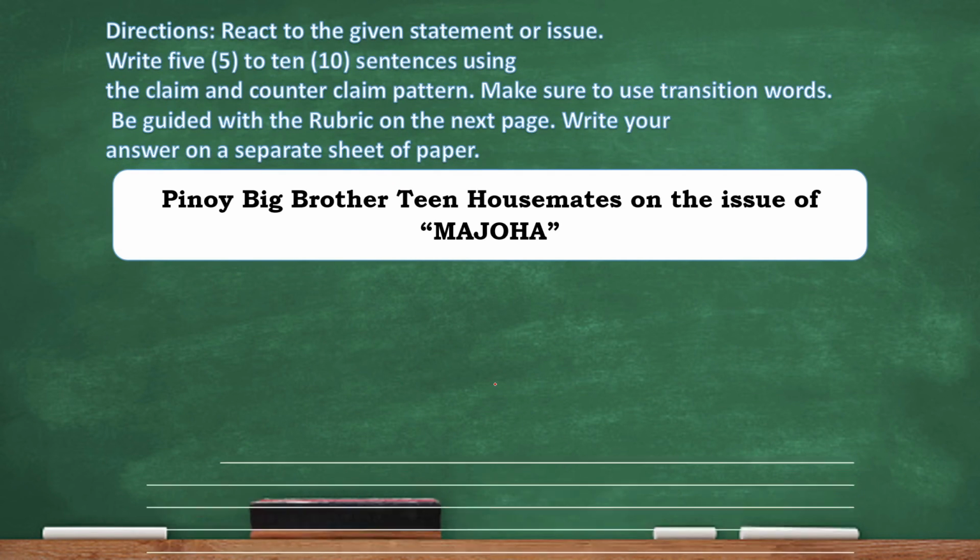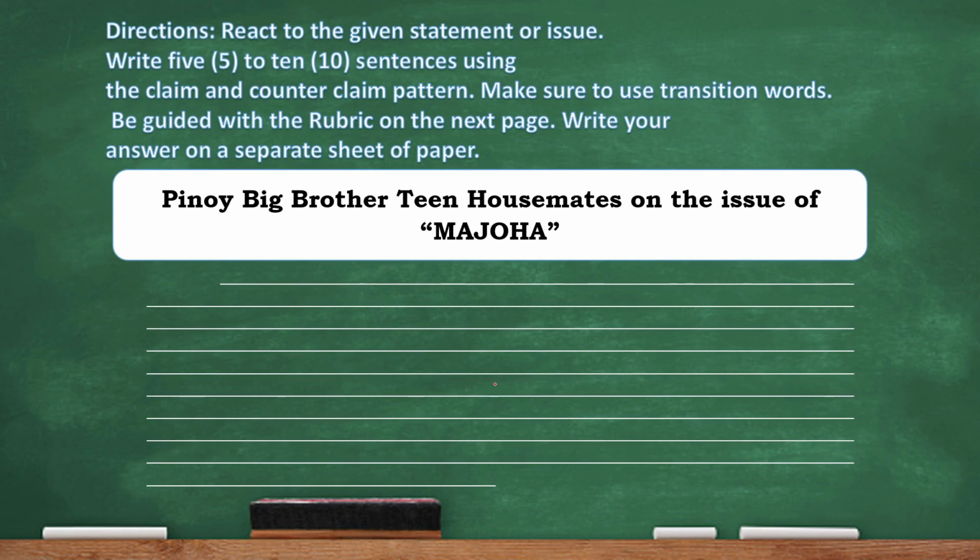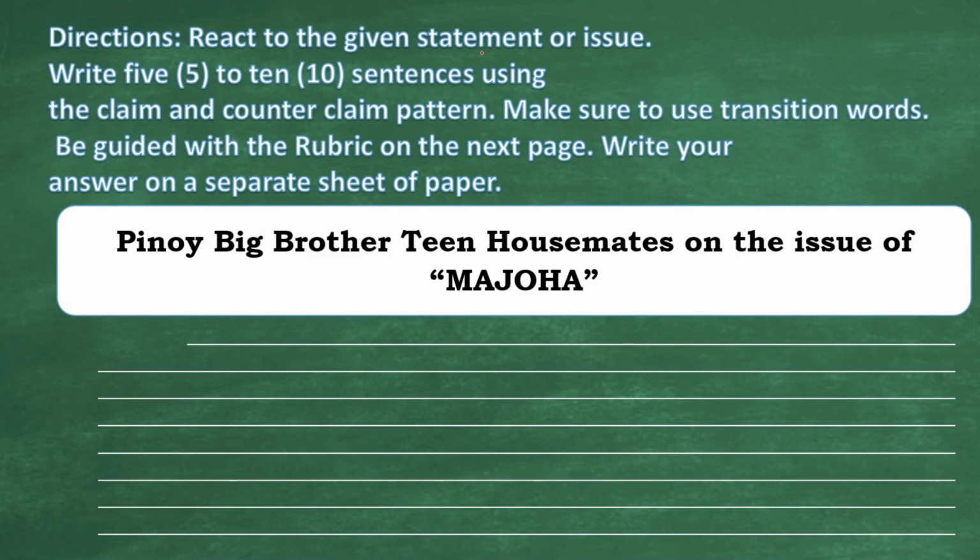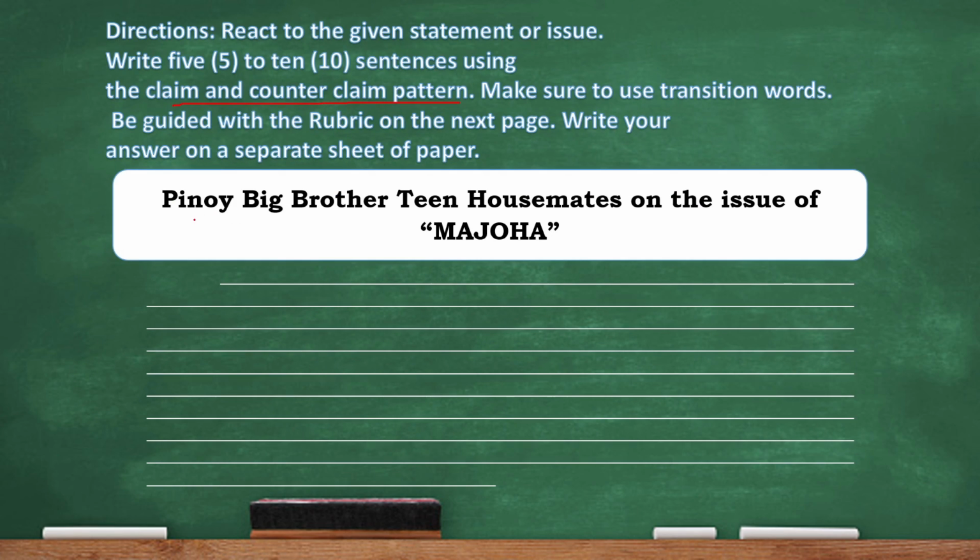And now, let's have this. Directions. React to the given statement or issue. Write 5 sentences to 10 sentences using the claim and counterclaim pattern. Make sure to use transition words. Be guided with the rubric on the next page. Write your answer on a separate sheet of paper. Pinoy Big Brother teen housemates on the issue of Majoha.